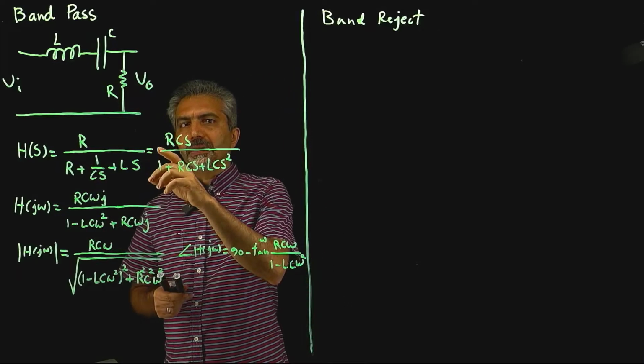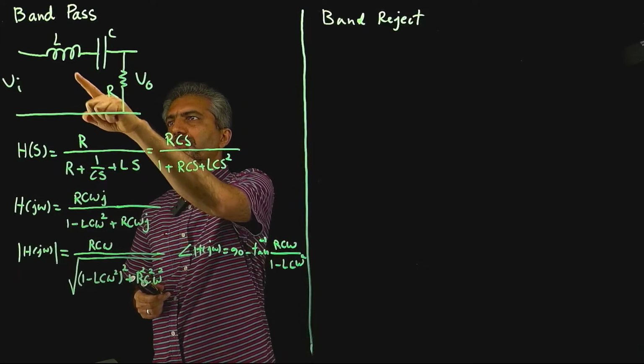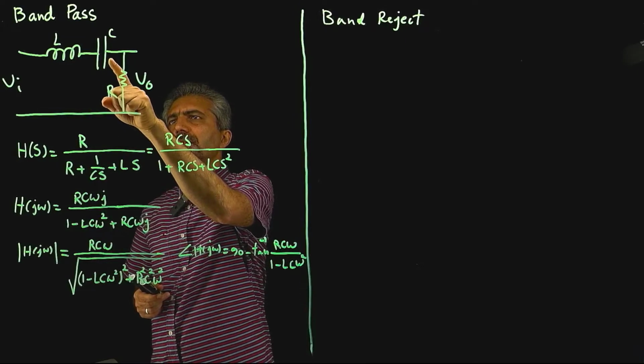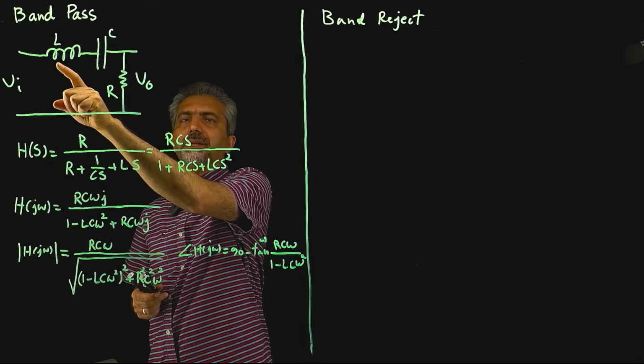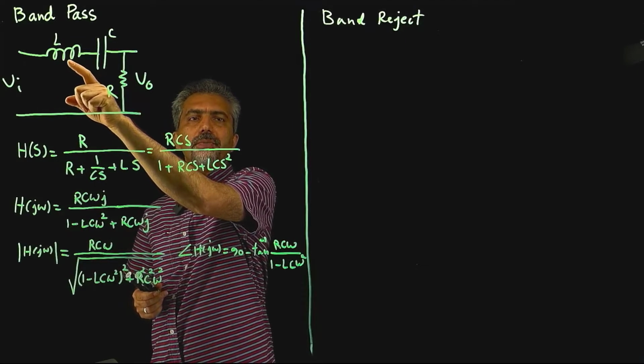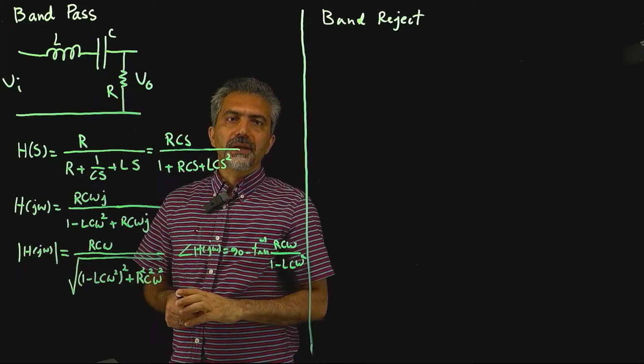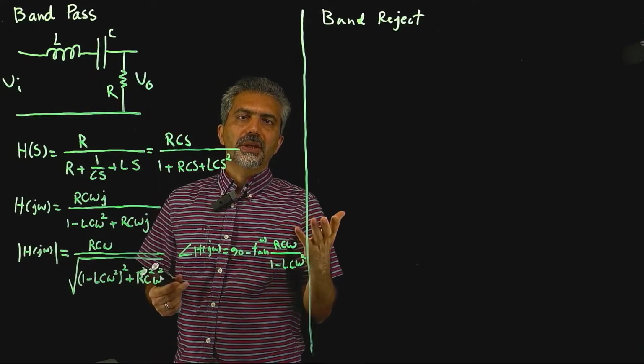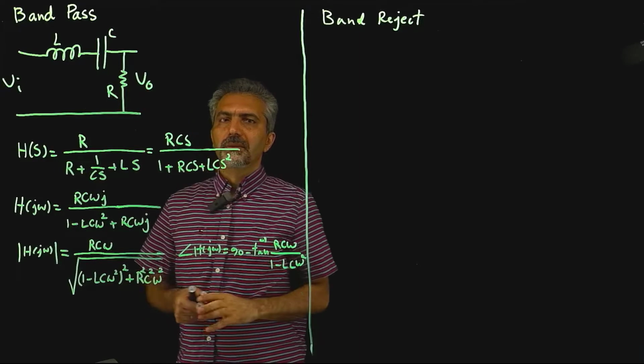Let's see if we could figure that out intuitively. For high frequencies, this is going to become a short circuit, but on the other hand, the inductor is going to become an open circuit. L omega j is the impedance of the inductor. Omega approaching infinity, that's an open circuit.